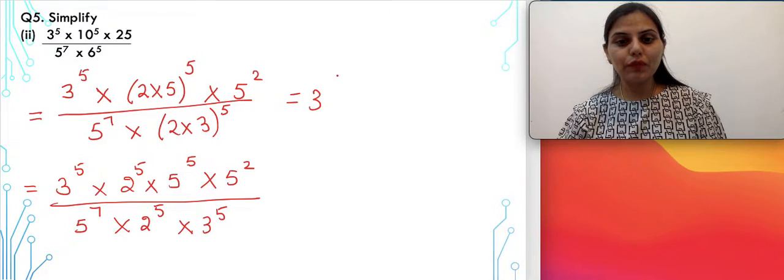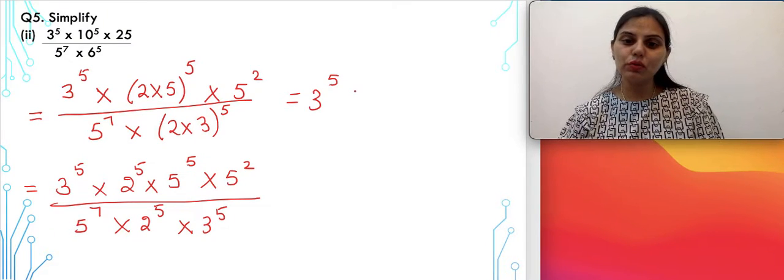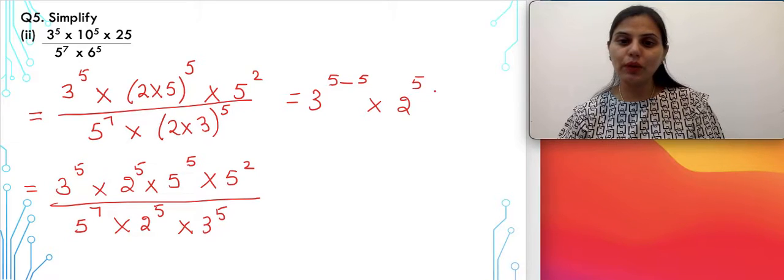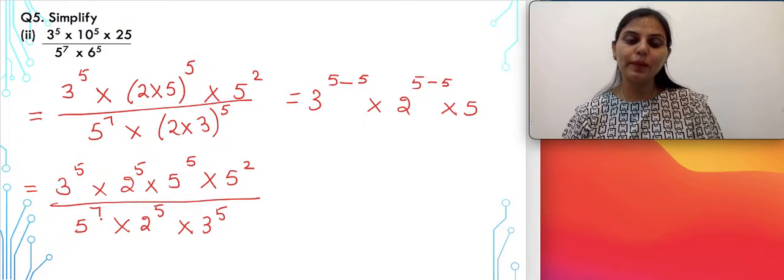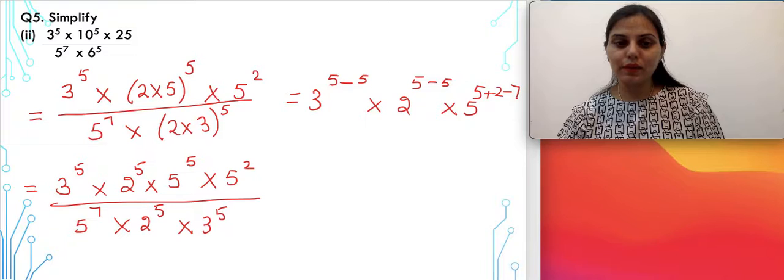3 raised to the power 5, and in the denominator also you have 3 raised to power 5, so the powers will be subtracted, multiplied by 2 raised to power 5, and there is another 5 in the denominator also, so let's subtract that, multiplied by 5 raised to power 2. Now here the powers of 5 will be added, and there is one more power in the denominator which will be subtracted, so this can be written as 5 raised to the power 5 plus 2 minus 7.